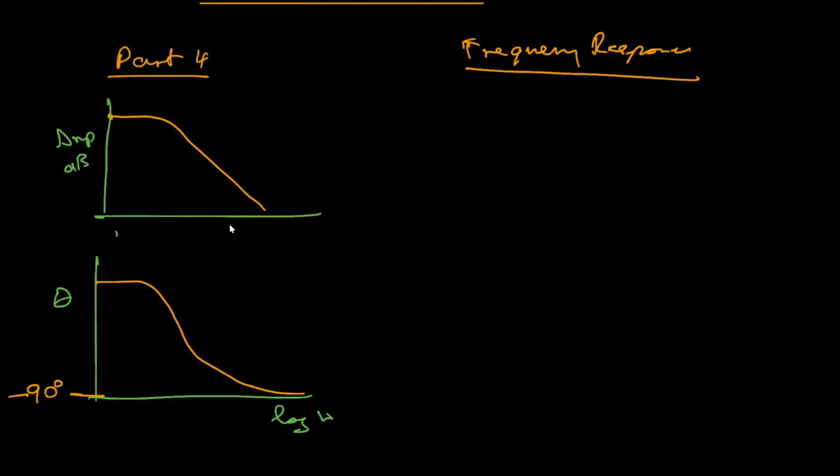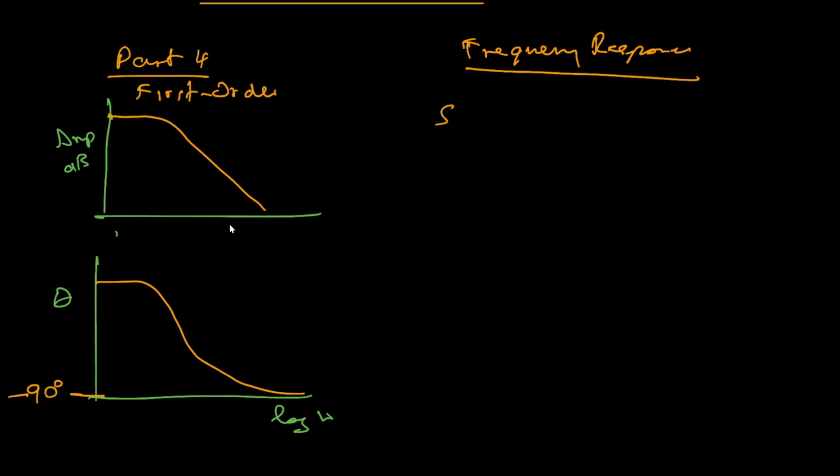The amplitude plot shows a slow decrease, and then it rapidly drops off once you pass the bandwidth of the system. So that's how a first order system responds.